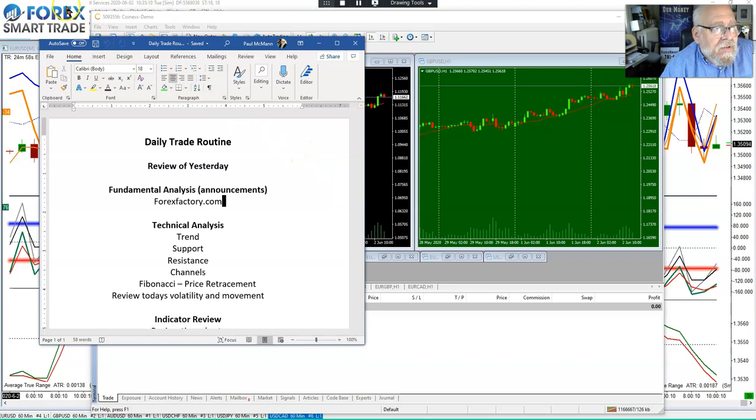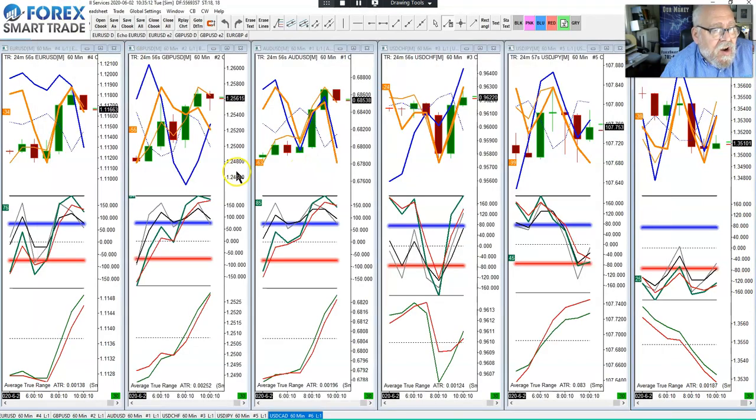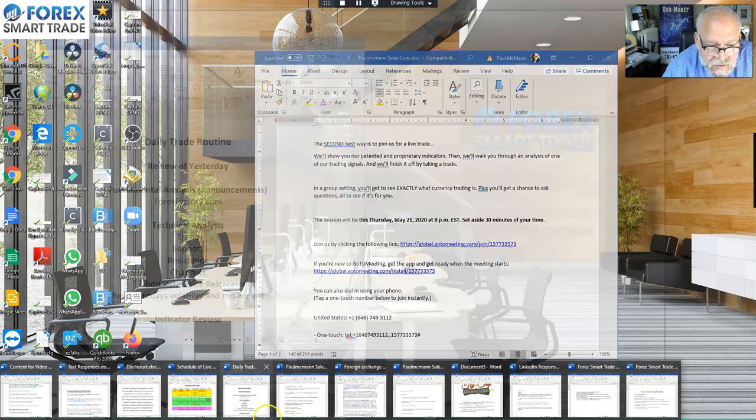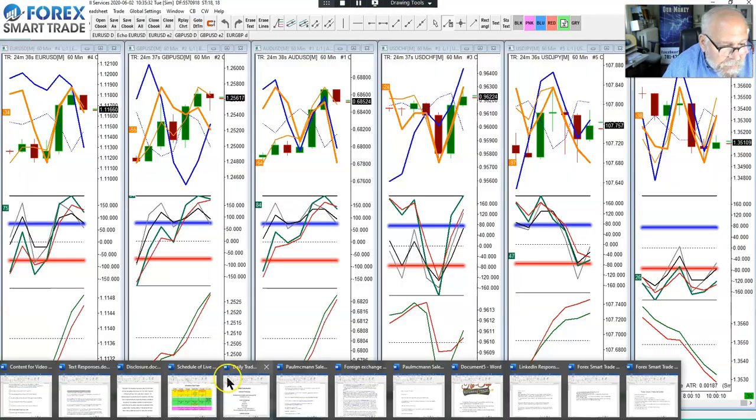First thing I always do is check to see that my charts are current. And here we can see I got the green up in the top right corner. That means I'm connected to the internet. I got the green down on the bottom right corner of each chart. That means I am current. So I always want to make sure I am current.